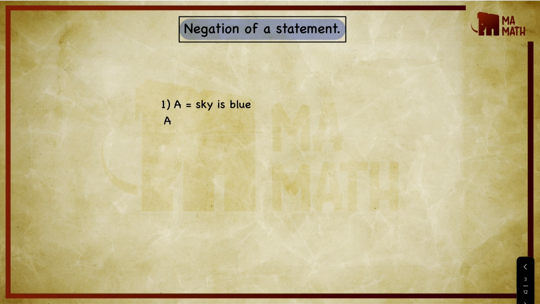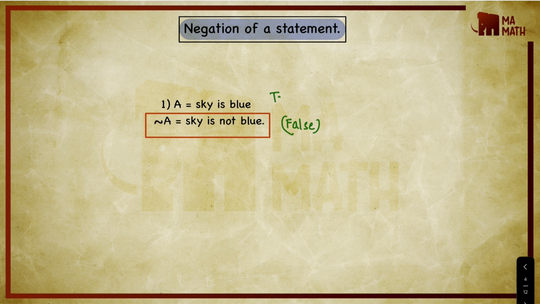Now let's see a statement. Here we have a statement A, which is: sky is blue. Let's say this statement is true. The negation of A will be written as this, and the statement will be: sky is not blue. So this will be the negation. And this statement has a truth value of false because sky is blue was true. So this will be false.